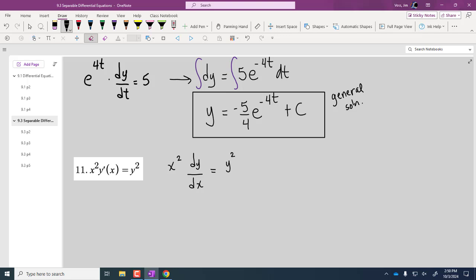Or sheets. Which one? Third one. Good job, Carter.